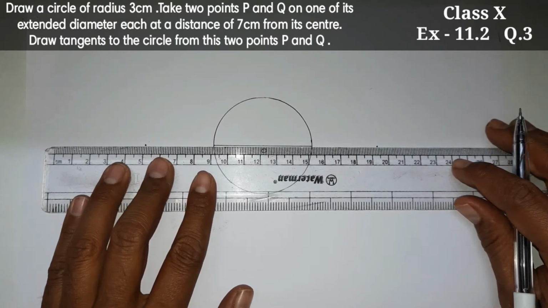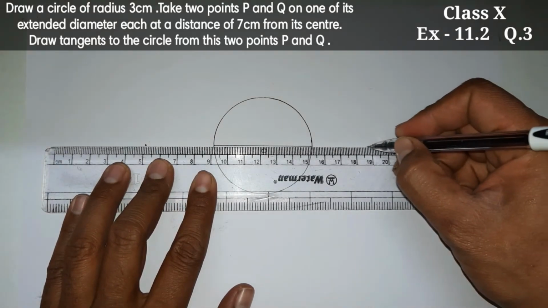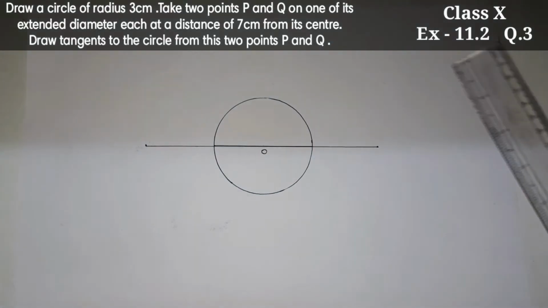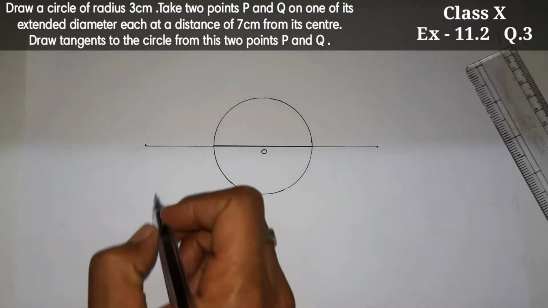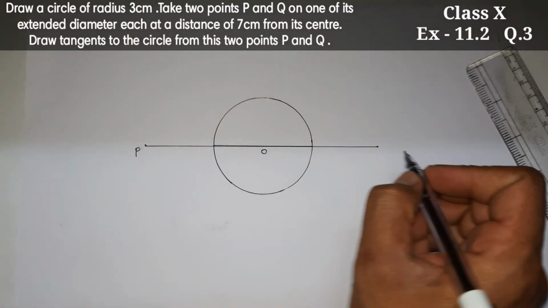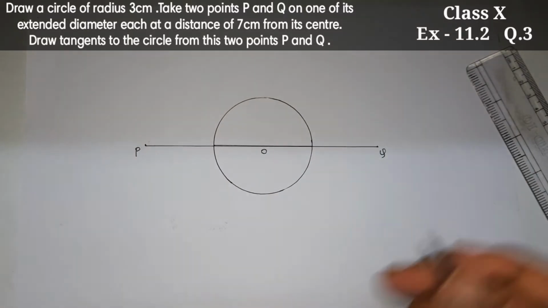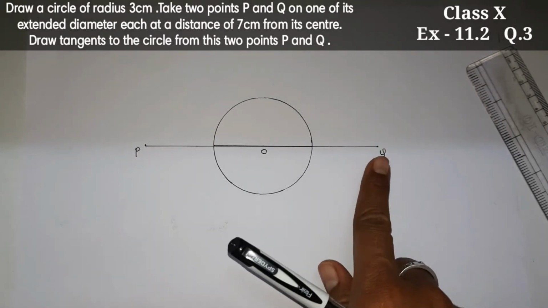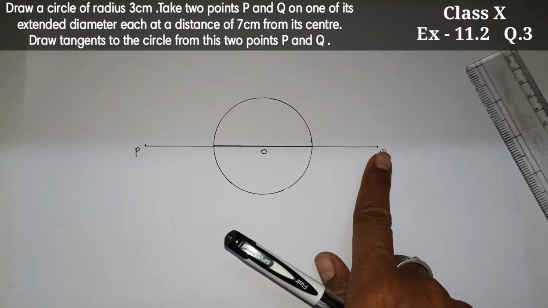Now I will join this. So in this way I have drawn a line. Let these points be, one point P and one point Q. Draw a tangent to a circle from these 2 points. What I have to do? I have to draw two tangents, a pair of tangents from this point and a pair of tangents from this point.